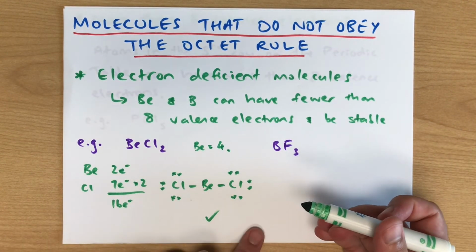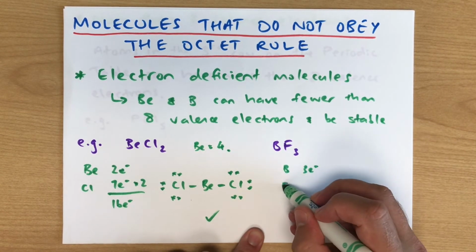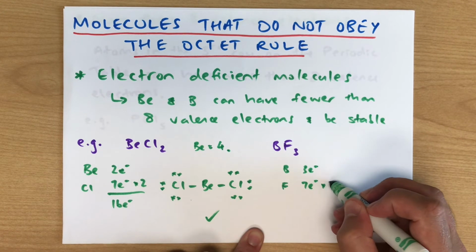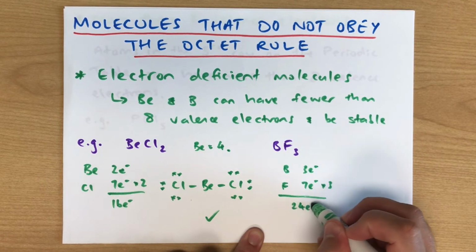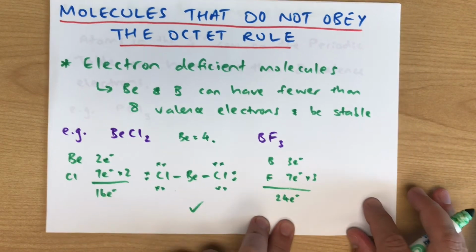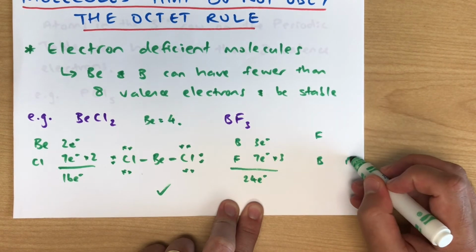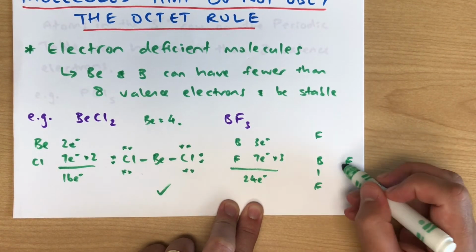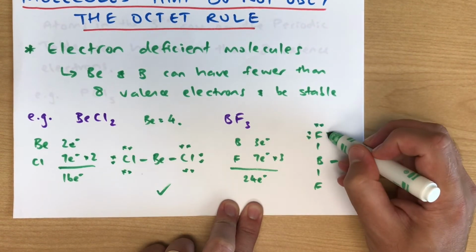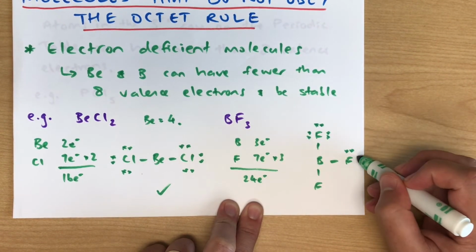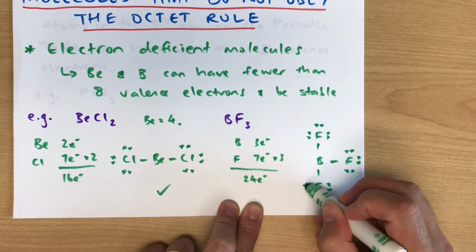For BF3, boron has 3 valence electrons, fluorine has 7, and there are 3 of them, giving me a total of 21 plus 3 is 24 valence electrons. So, if I draw boron as my central atom and 3 fluorines around, connect them with a single bond, fill the outer atoms first to give all of these fluorines a full valence shell with 8 electrons.